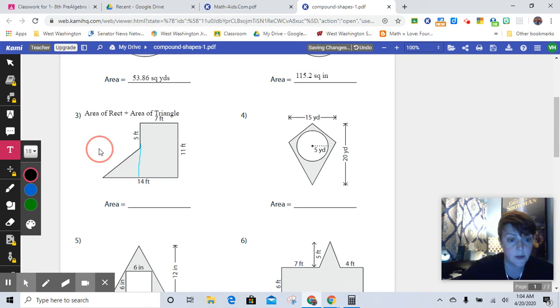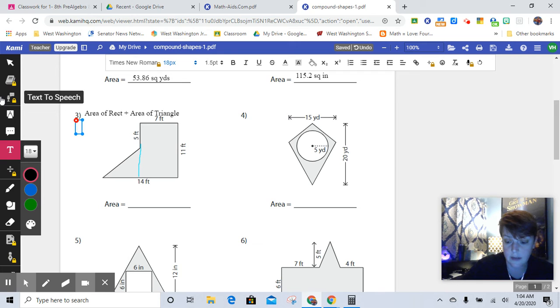Okay, so the area of the rectangle is pretty easy to do because it's 7 times 11. And so that's going to be 77. And then what about the triangle? Is this 14? Okay, no, this is not 14. If this part is 7, then that means that this part is 7 also. And if this part is 7 and the whole thing is 14, then that means that this part is also 7.